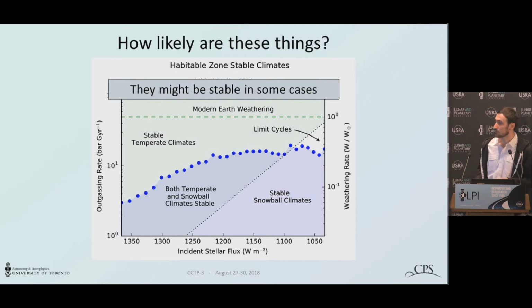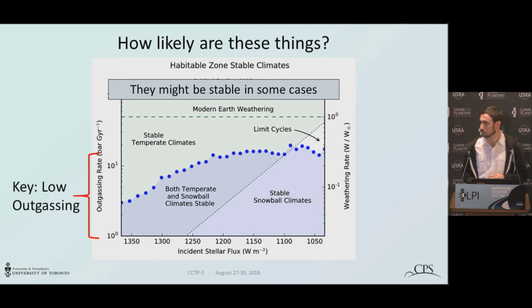And the key here is that you can see that there are some cases where snowballs could be stable. And the key here is that these are planets that have low outgassing rates. In this particular case, with Earth continents, no more than 10% of Earth outgassing.